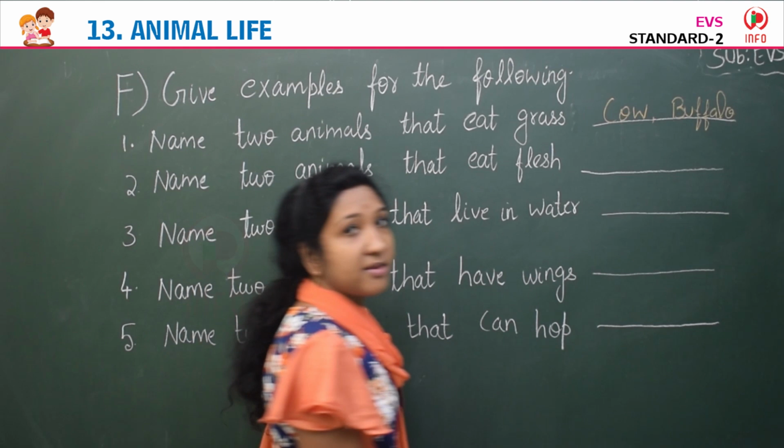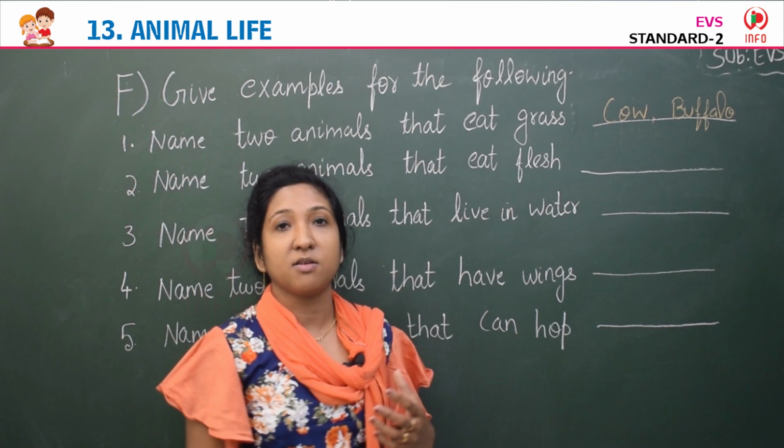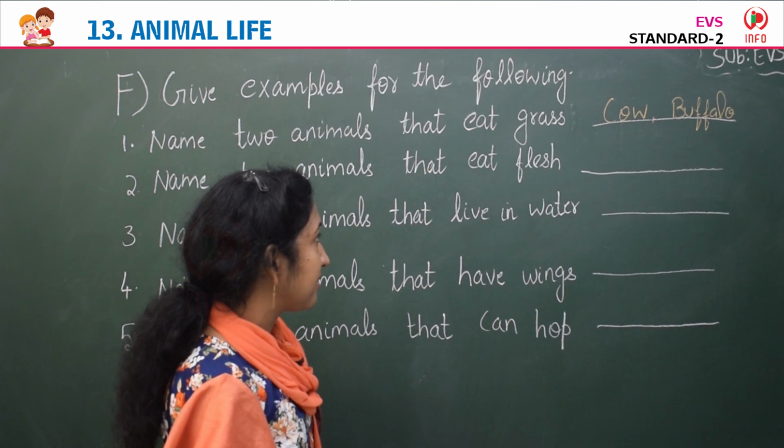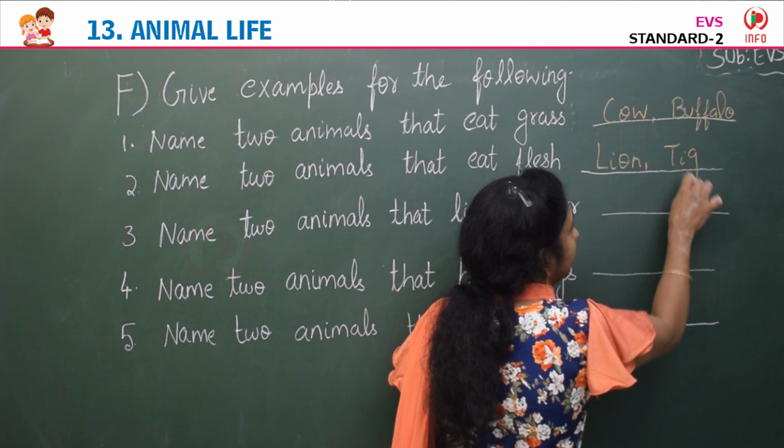Then second, name two animals that eat flesh. Some animals kill other animals and eat their flesh, especially the animals that live in the forest. Wild animals. So you can write lion, then tiger. These are the animals that eat the flesh of other animals.